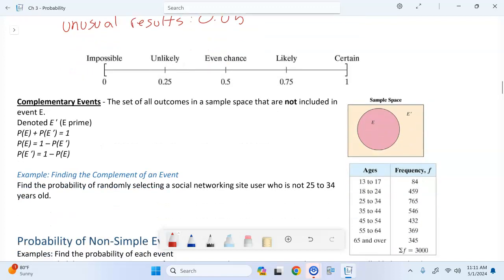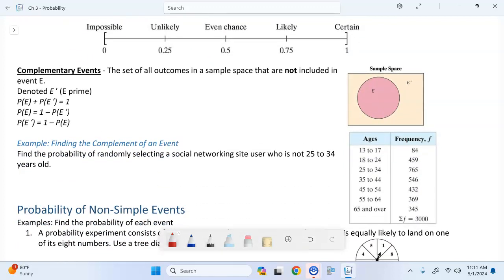Now, complementary events are all the outcomes in a sample that are not included in the event. When I flip a coin and I get heads, that's my event. What are the other outcomes that could happen when I flip a coin? Get tails. That's the complement. That's everything else. I roll a die, and my event is rolling a 3. I only have one way for that event to happen. I roll a 3. What are all the other options other than a 3? 1, 2, 4, 5, and 6.